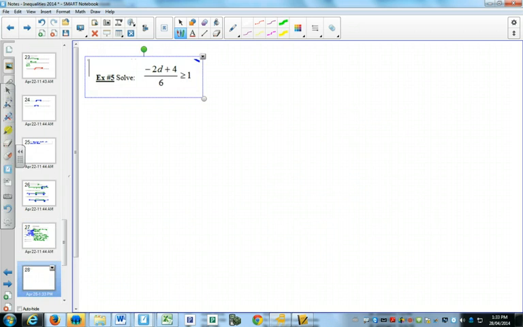Here, this whole thing is divided by 6. The opposite of dividing by 6 is multiplying by 6, and we're going to do that first. Multiply this side by 6 and this side by 6. These 6's will simplify, and you'll be left with minus 2d plus 4 greater than or equal to 6.